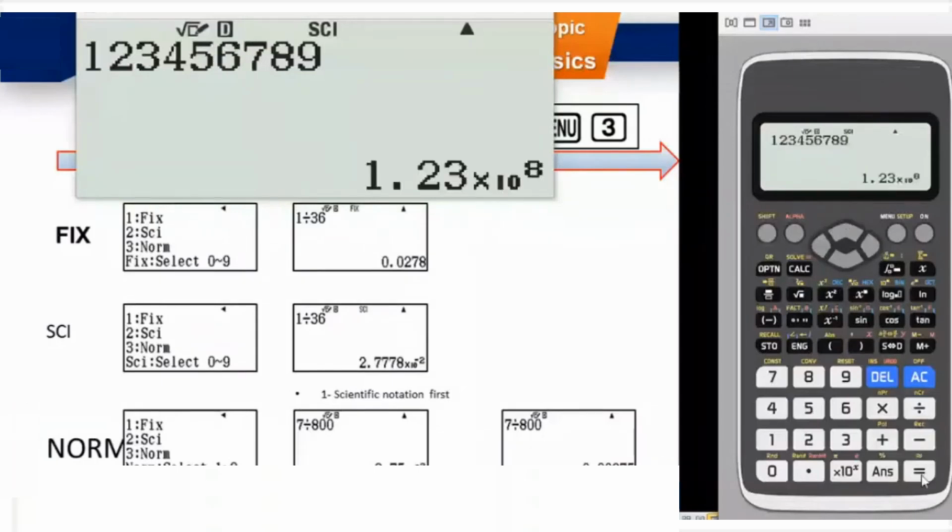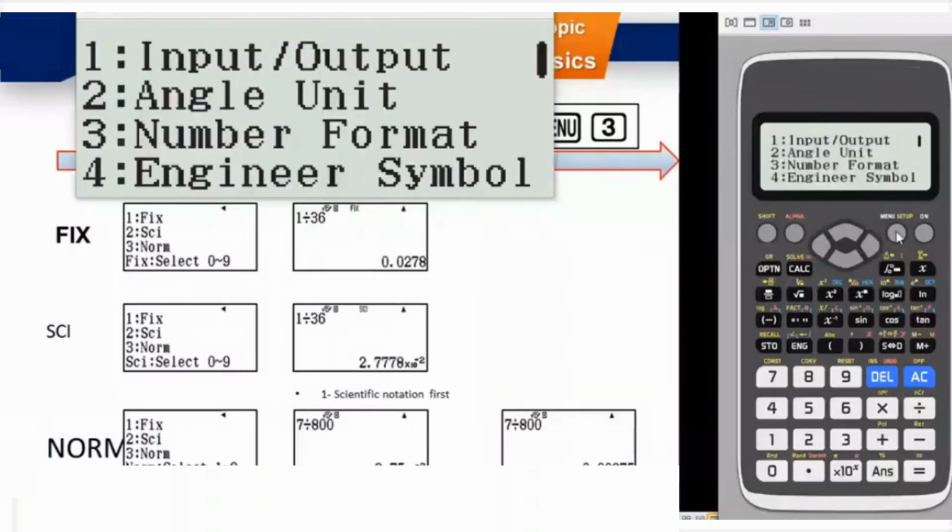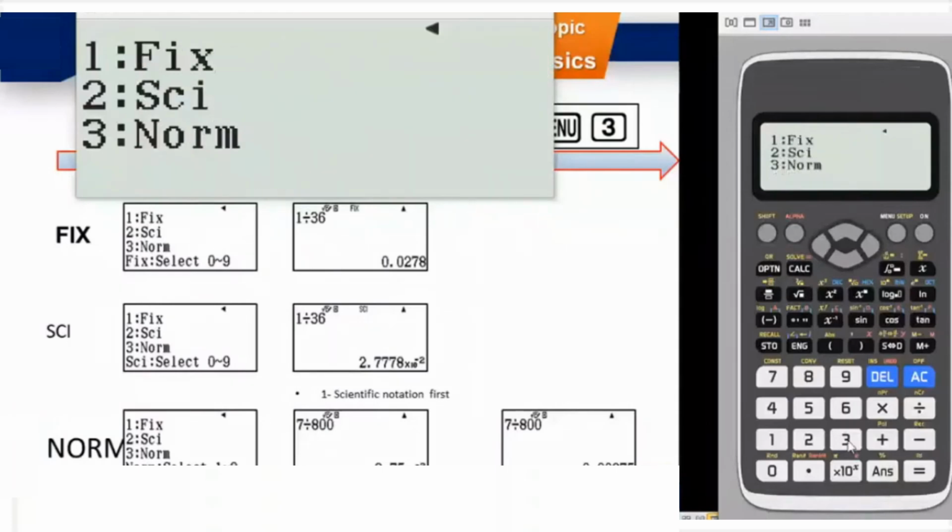Why 10 power 8? Because there are 8 numbers after the first digit, and it is 3 significant figures because I instructed the calculator that I want my answers correct to 3 significant figures. Let's say I want my answers correct to 4 significant figures. So what I'll do is I'll press shift menu, I will press 3. I want scientific notation, I'll press 2.